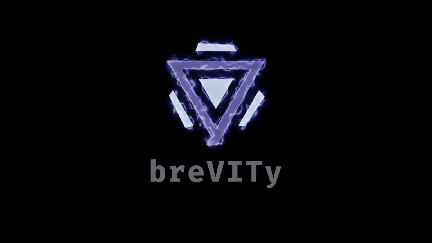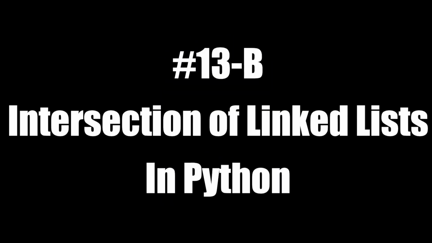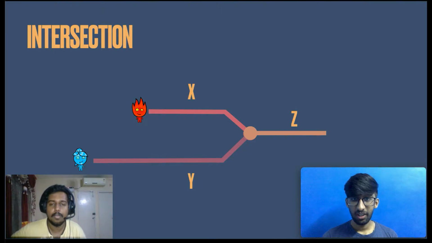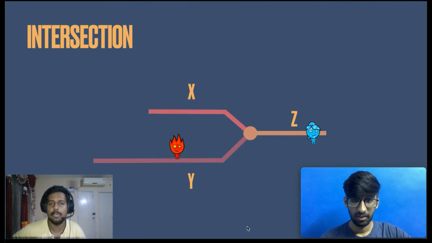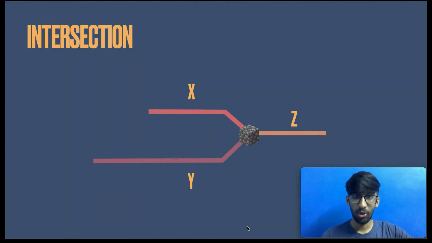So I guess Fireboy and Water Girl will meet. If you don't understand what I mean, go check out Vignesh's video, link will be given here. That will give you an idea of how you approach intersection of two linked lists using the two-pointer approach. Exactly. Let's explore why.